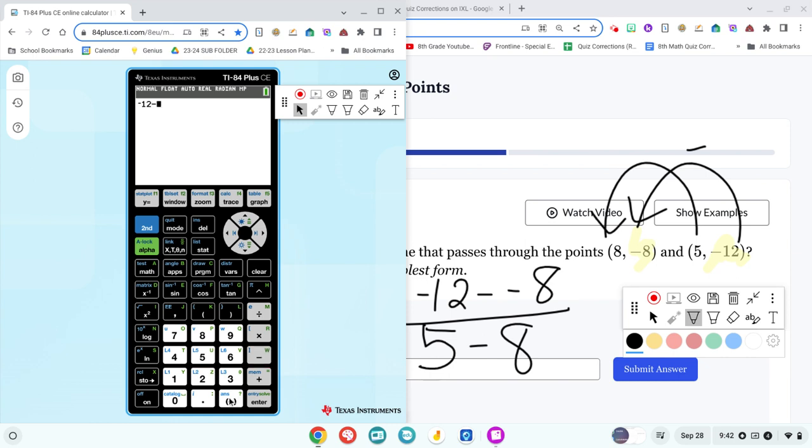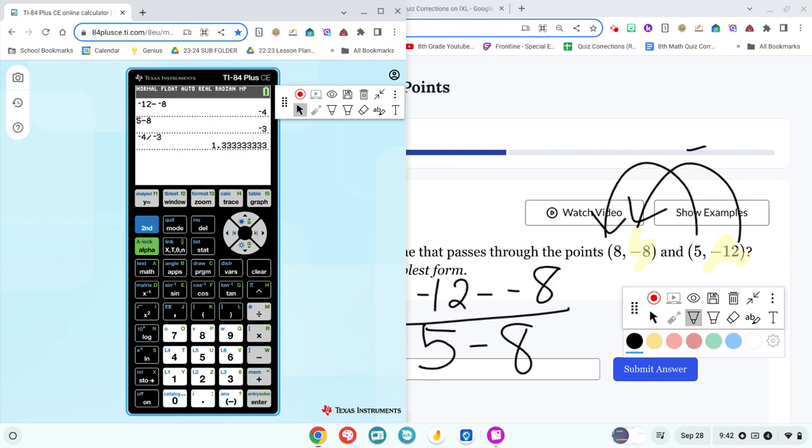Okay, we're going to do negative 12 minus a negative 8. Negative 12 plus 8 is a negative 4. And then we're going to do 5 minus 8 on the bottom. Okay, and then we're going to take our numerator and divide it by our denominator. And, ooh, an ugly decimal. Well, we don't like that. 1.33 repeating. No, thank you.